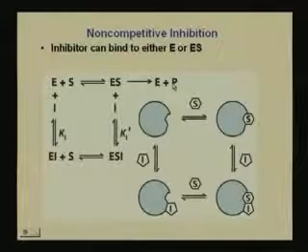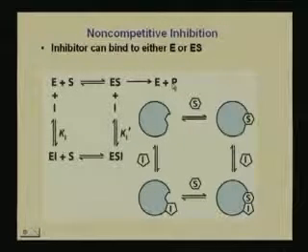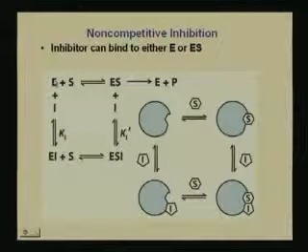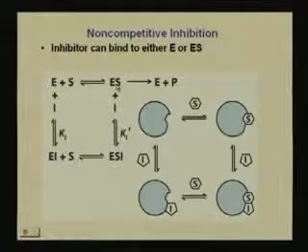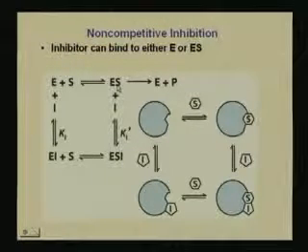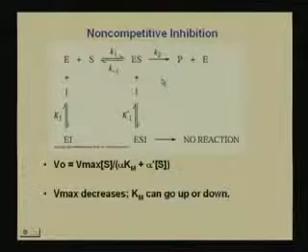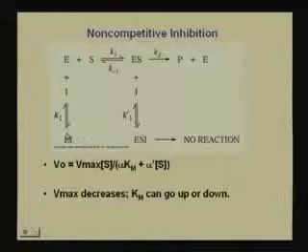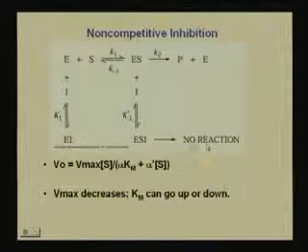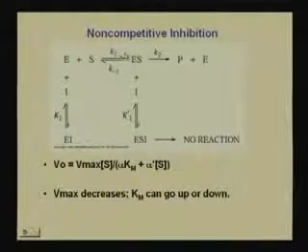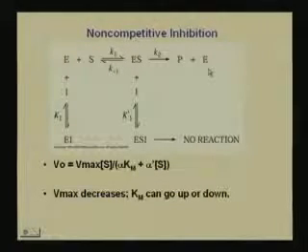Okay? So, the feature of non-competitive inhibition is that the inhibitor can bind to either the enzyme or the enzyme substrate complex. Okay? And it is only the enzyme substrate complex that eventually will form the product. So, this is what we have. We have EI, and this ESI is also not going to give any reaction. It is only the ES that is capable of giving us the reaction.